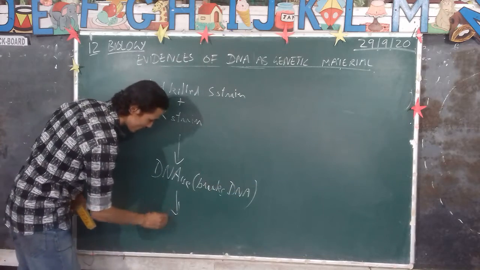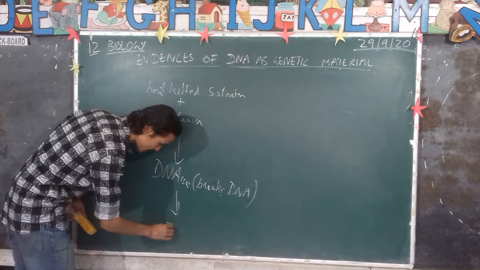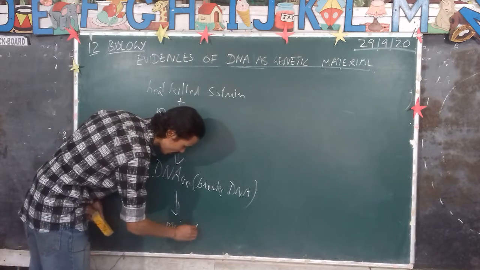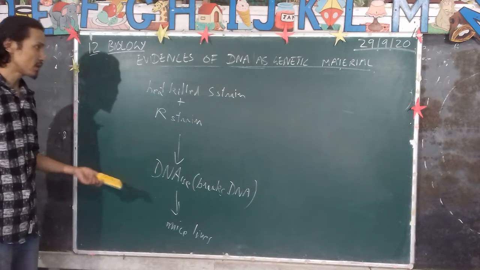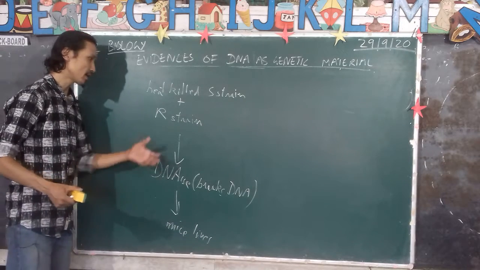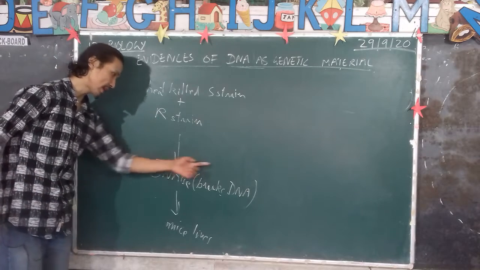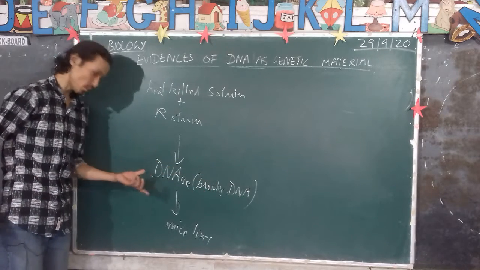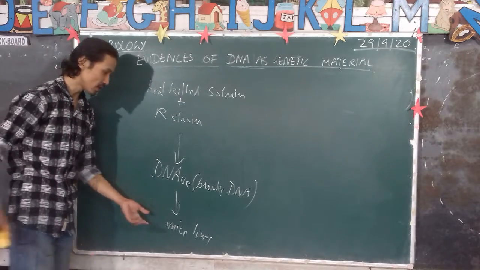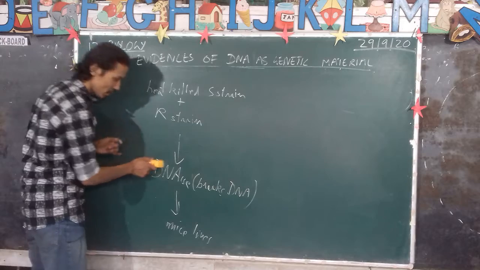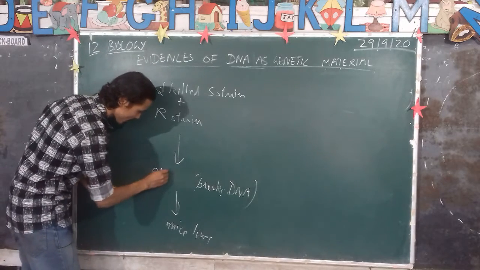So what happened was, the mice did not get any pneumonia. That means the mice lived. It's the same experiment as the previous one, just that in addition to the heat killed S strain and rough strain, Avery, MacLeod and McCarty added DNase. So the mice lived. Now again, the same mixture was injected with another enzyme.